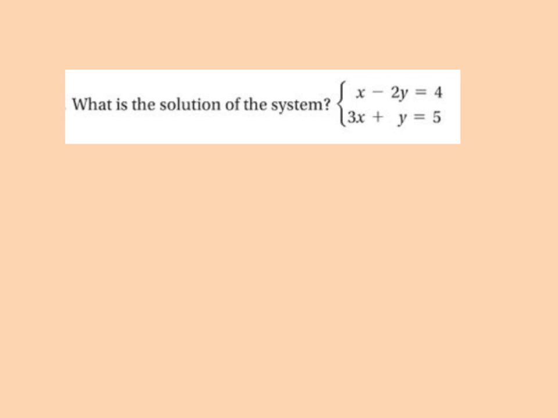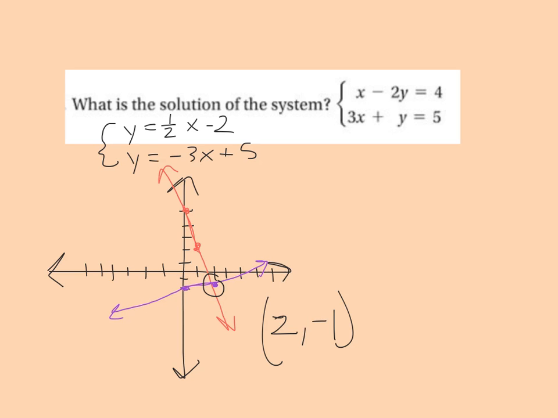I want you to attempt this one by yourself using either the table method or the graphing method. If you did it by graphing, it would look something like this. And if you did it by the table, it would look a little different. However, if you check your work and plug this into both equations, you would get that 2, negative 1 is the solution to the system of equations.